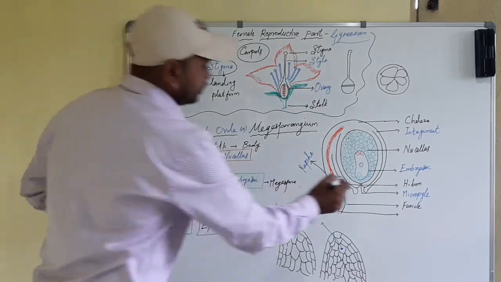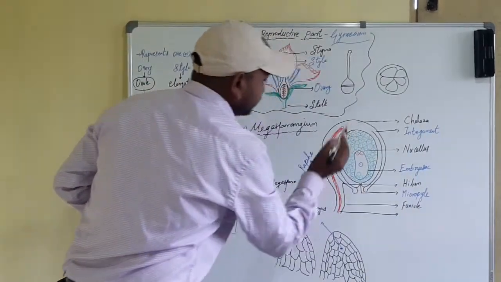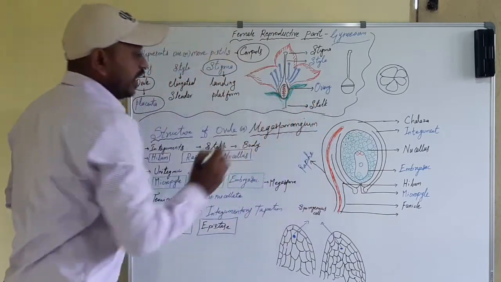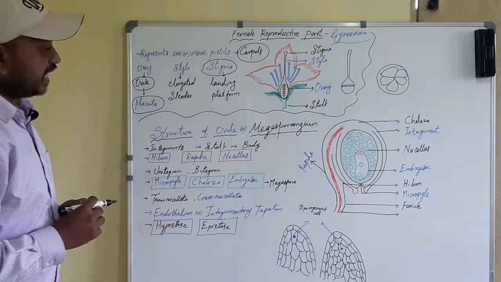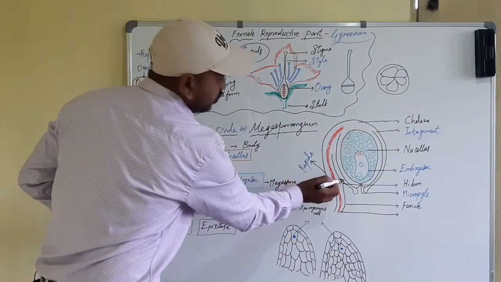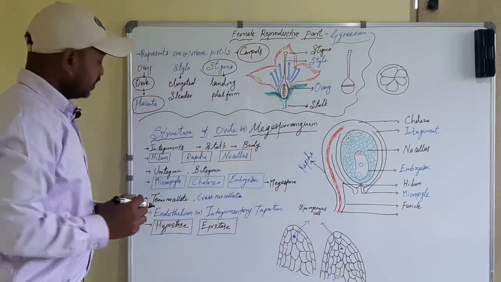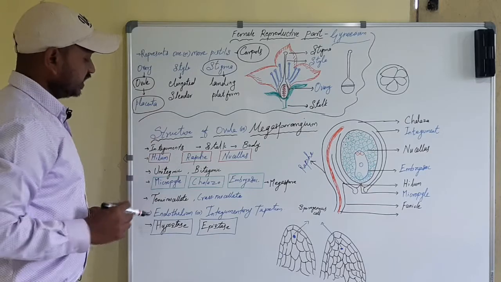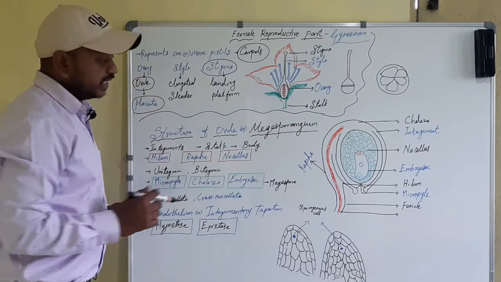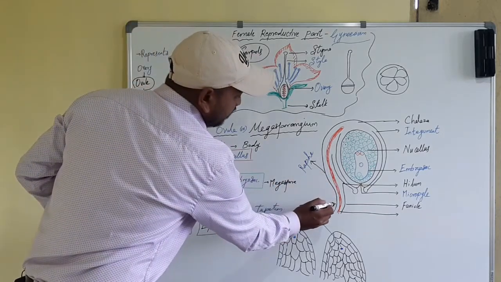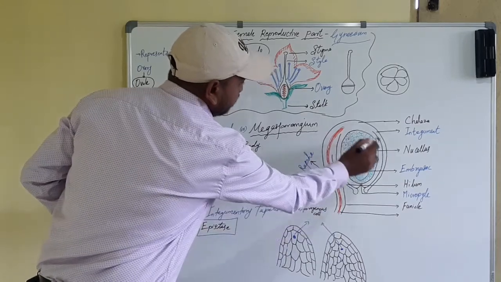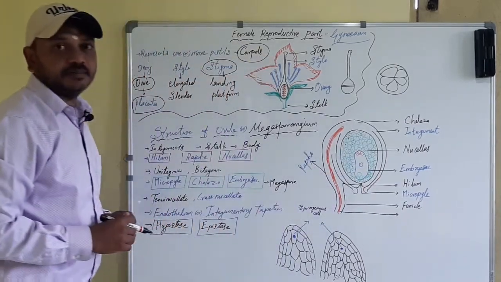Hilum. What is hilum? The point where the stalk is attached to the body of the ovule is called the hilum. It is one of the important 2-mark questions. Define hilum: the point where the stalk of the ovule is attached to the body of the ovule is called the hilum.